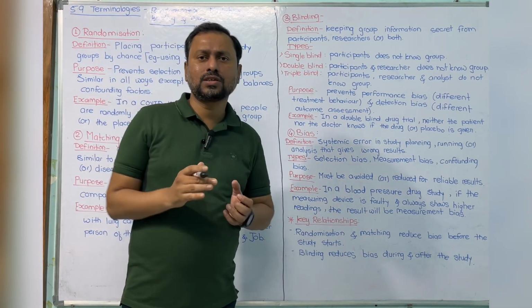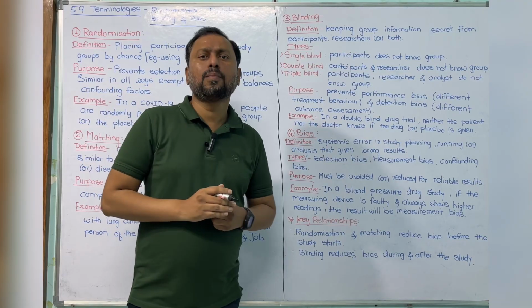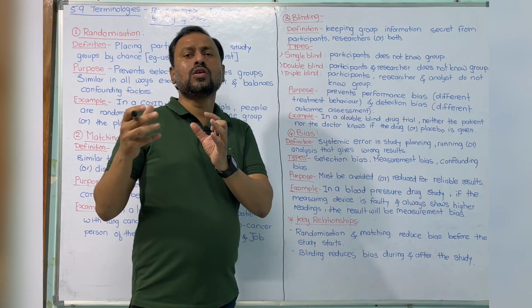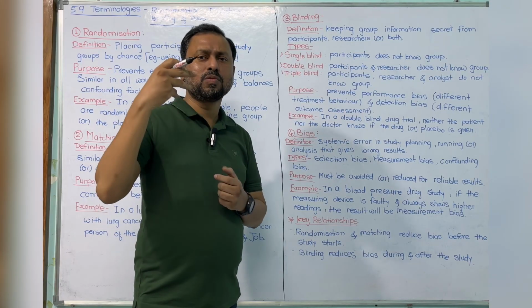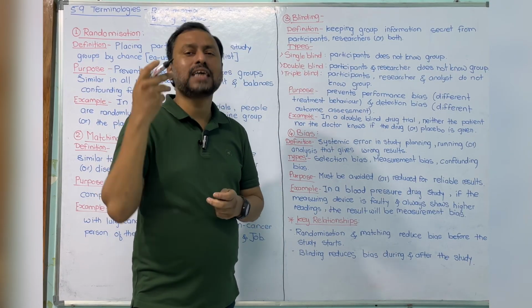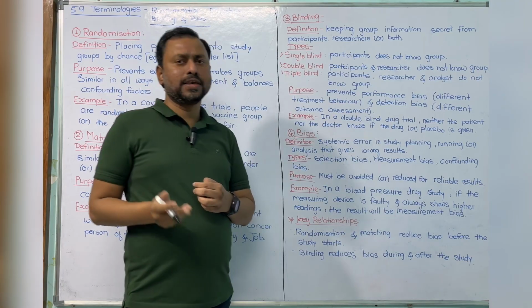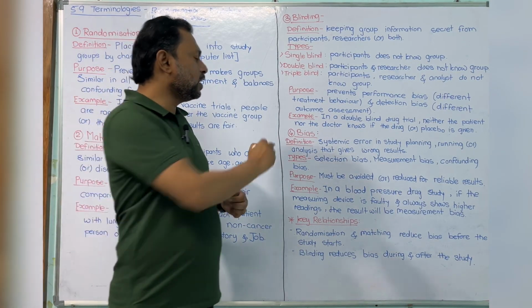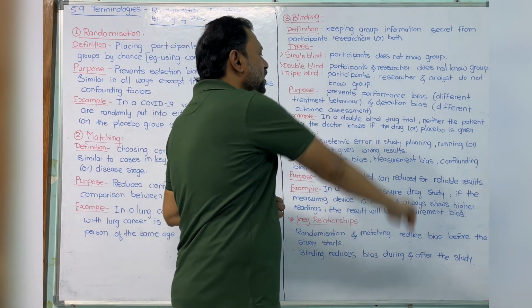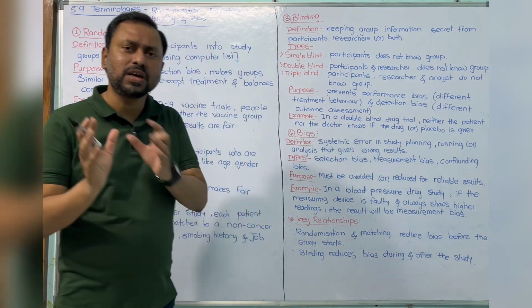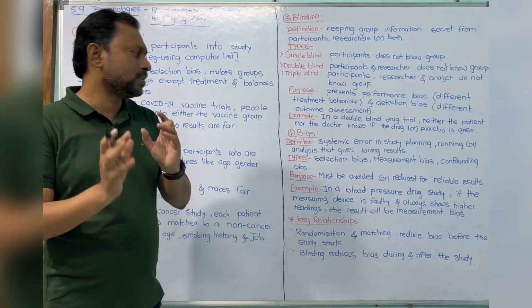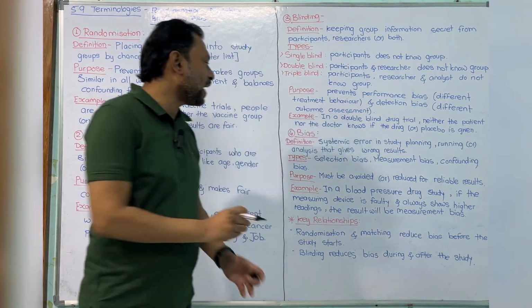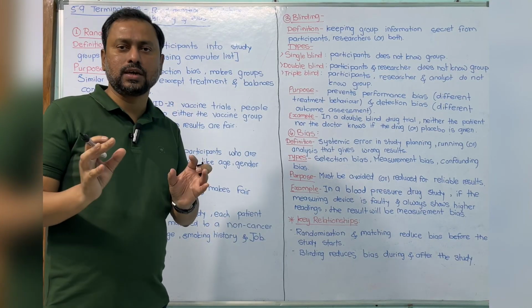The next and last terminology is bias. Bias is nothing but favoritism, or selecting one person. That is one-sidedness, or one-sided judgment. The definition is a systematic error in the study planning, running, or analysis that gives the wrong result in the research. The error is always there systematically.